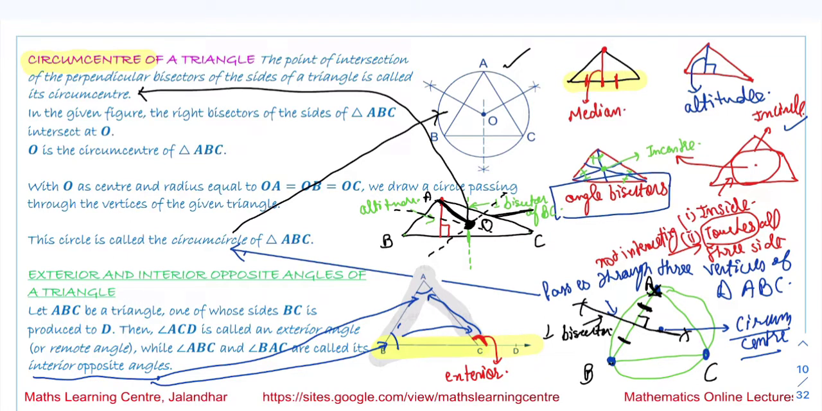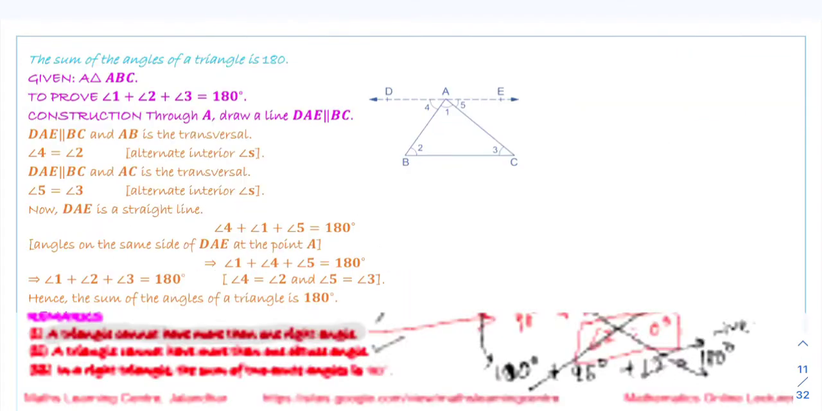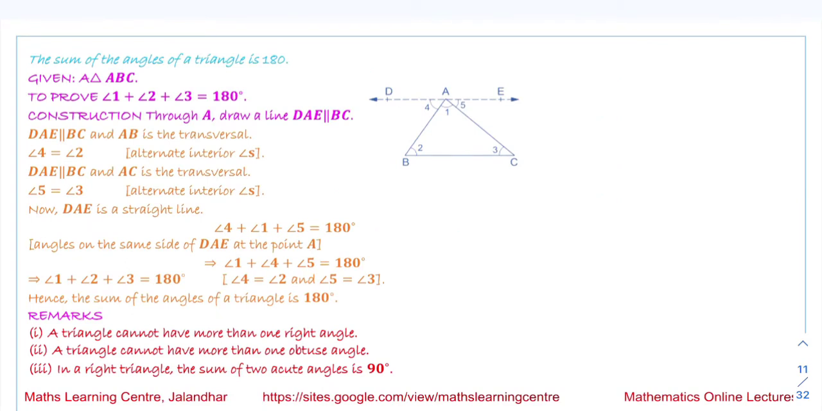Now the next theorem we have is that the sum of the angles of a triangle is 180 degrees. To prove this, we are considering a triangle ABC, and we make a construction: through A draw a line DAE parallel to BC. We are saying this line DAE is parallel to BC.